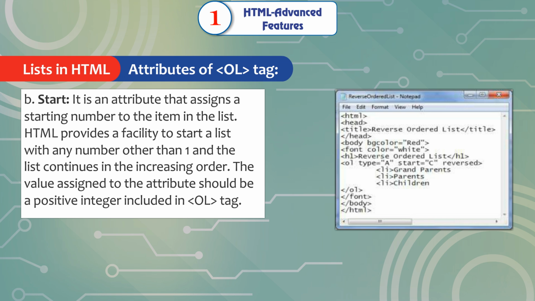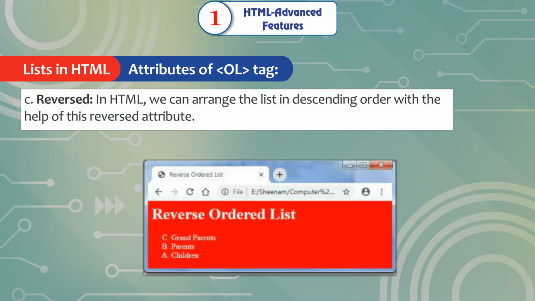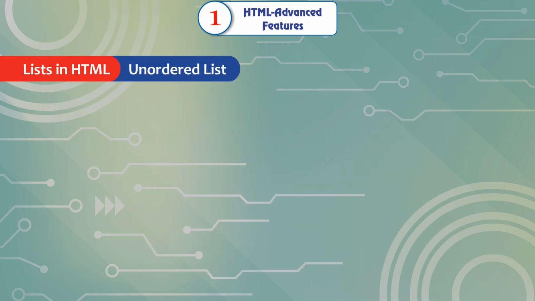B. Start. It is an attribute that assigns a starting number to the item in the list. HTML provides a facility to start a list with any number other than 1, and the list continues in increasing order. The value assigned to the attribute should be a positive integer included in the OL tag. C. Reversed. In HTML, we can arrange the list in descending order with the help of the reversed attribute.